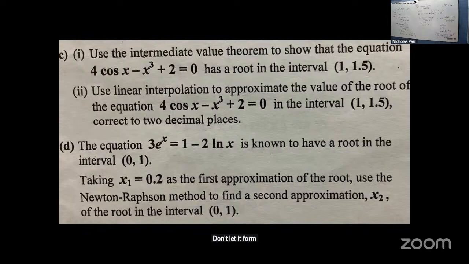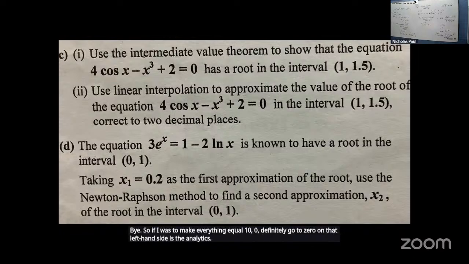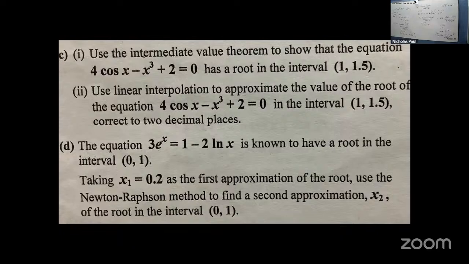Just make it equal to 0. So if I make everything equal to 0 on that left hand side, that's the f of x. Okay, so 3e^x + 2 ln x - 1, that'll be a function. Did they make it look like that to make it look hard, right?